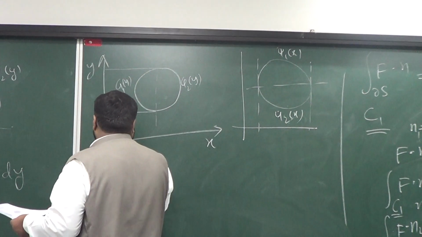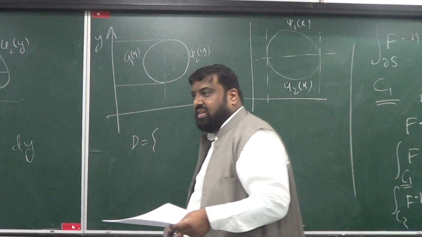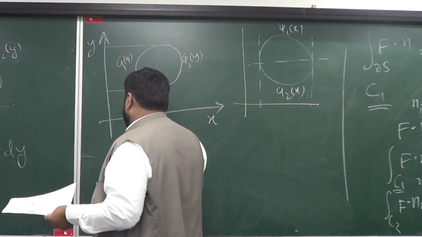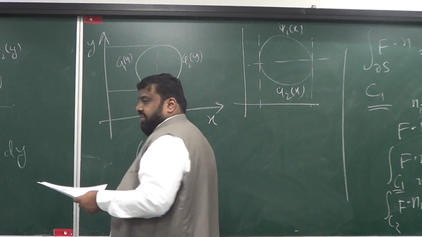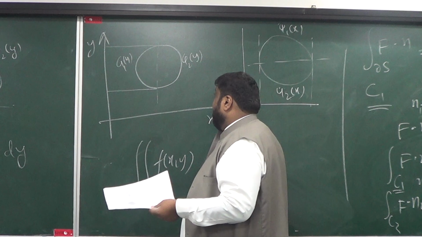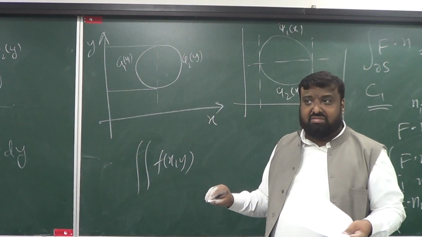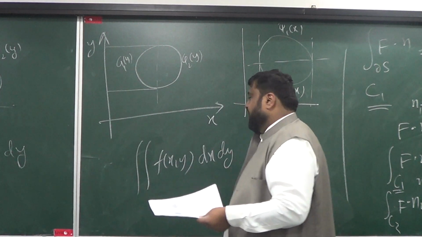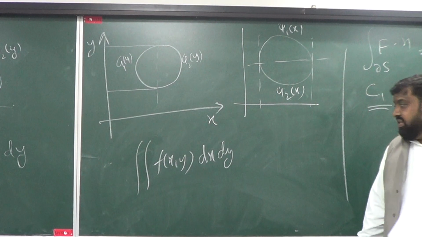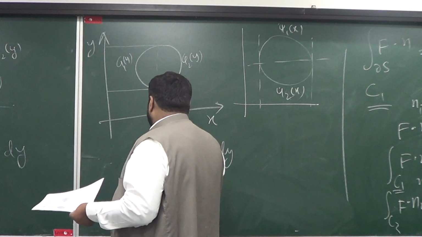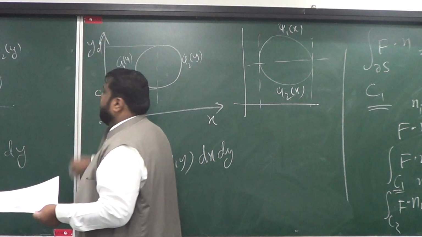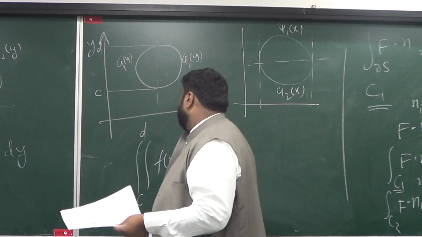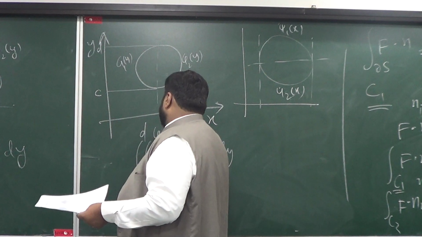So if I want to integrate something defined on such a domain, and that something is say f, how should I integrate? dx dy or dy dx? What would be the better way for me? It should be dx dy. Then y goes from, say, some c to d. And x goes from phi 1 of y to phi 2 of y.